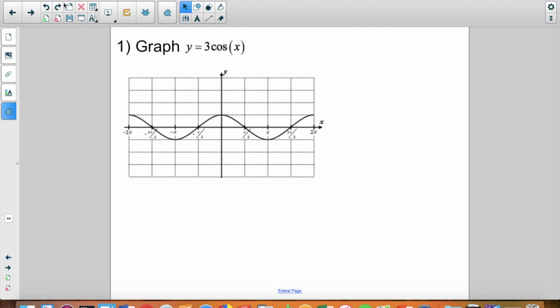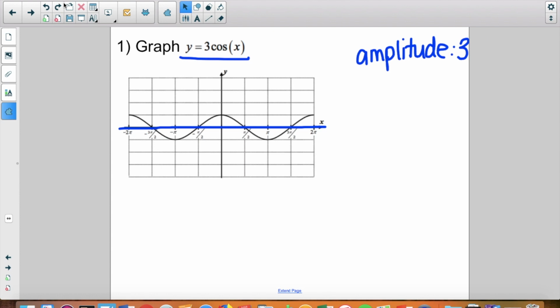So let's look at the first one. Now, what's graphed in black there is our standard cosine graph with no changes to it. So we're graphing y equals 3 cosine x. So from here, we can identify our amplitude to be 3. So that is your distance from the midline to the max or min. So our midline in this case is y equals 0, which is the x-axis. I'm just going over it in blue so we can see it.